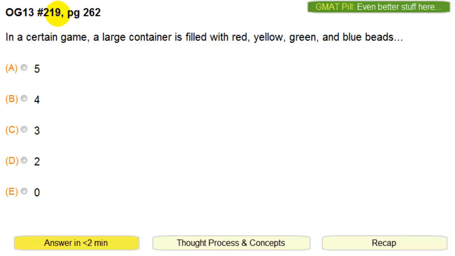Number 219. In a certain game, we're told a large container has these 4 types of beads. And they're all worth different numbers. This one is worth 7. And this one, yellow, is worth 5. This one is worth 3. This one is worth 2.